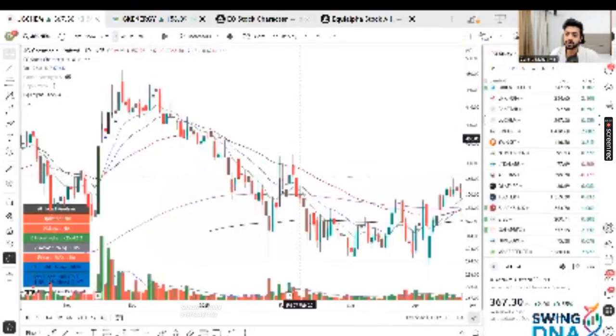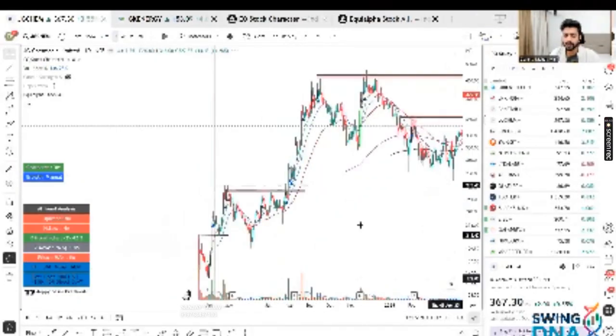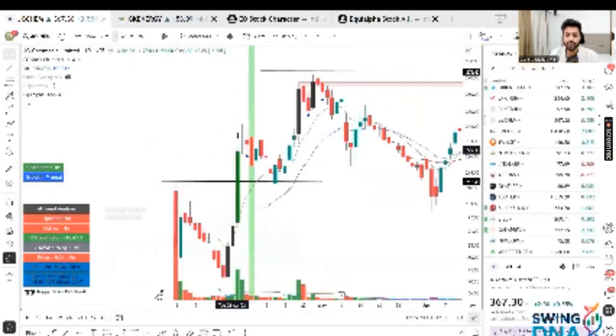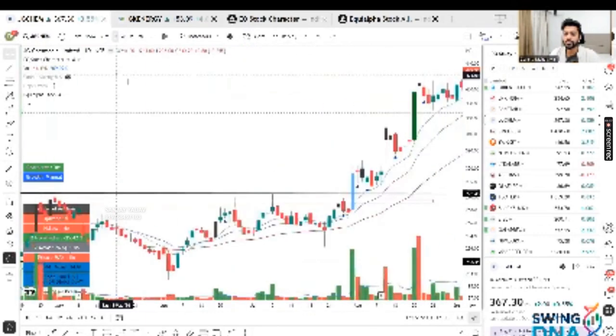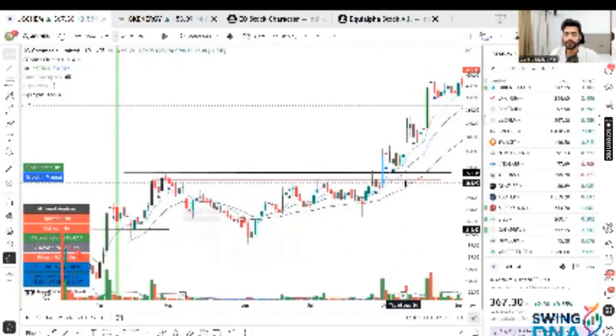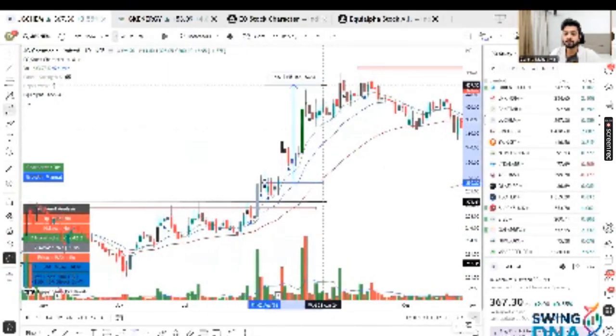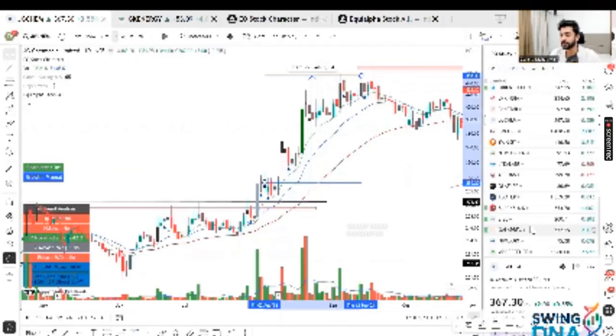GJ Cham is one again which worked. Initial 15-day breakout, nothing worked here, no follow through. Then it went into forming a base. Here this worked, a breakout. It gave good move, 40-50%.